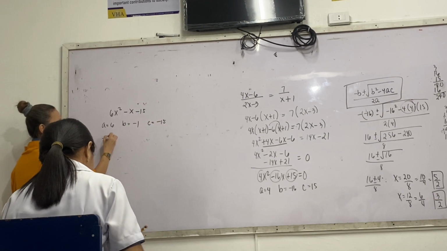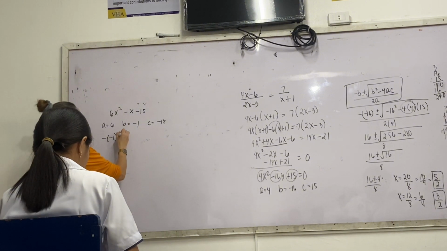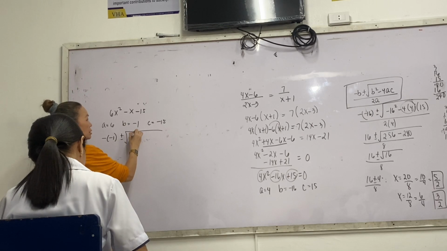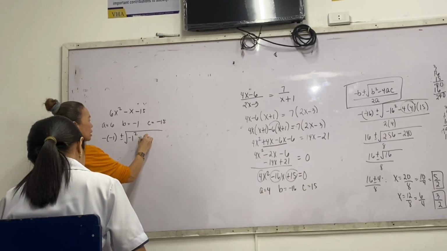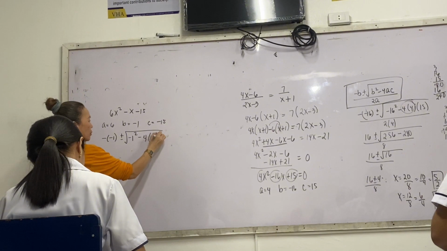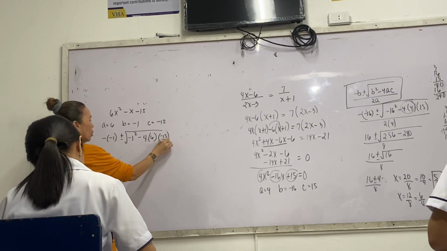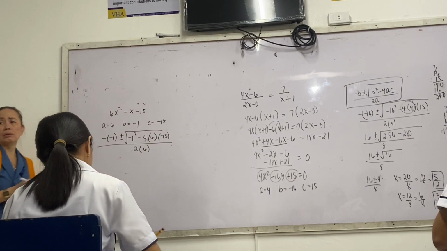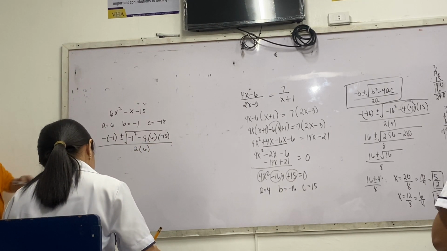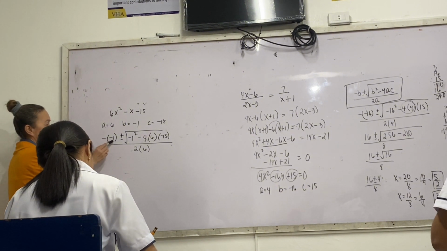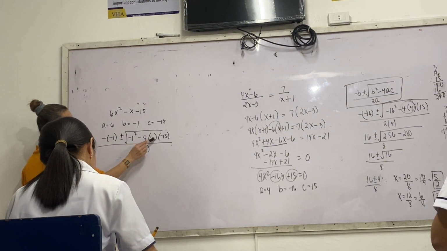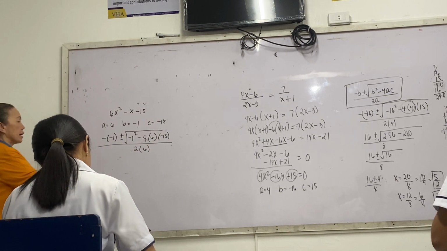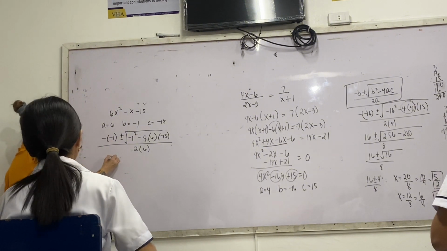Substitute natin doon sa formula na yon. Negative B, then we have plus minus the square root of B, which is negative 1, squared minus 4, our A is 6, our C is negative 15, all over 2, our A is 6. Can you follow? Sinasubstitute lang natin na ito yung B, ito yung B, ito yung A, ito yung C, ito yung A. Then, perform. Negative times negative, positive.